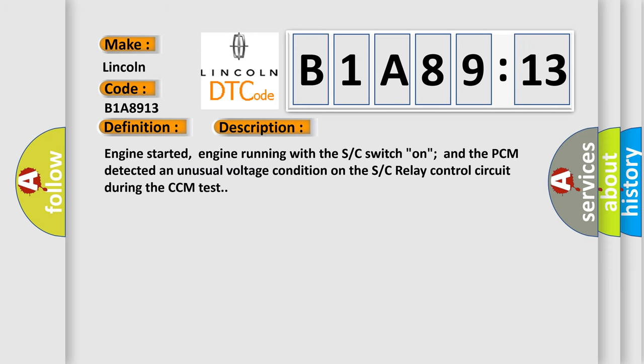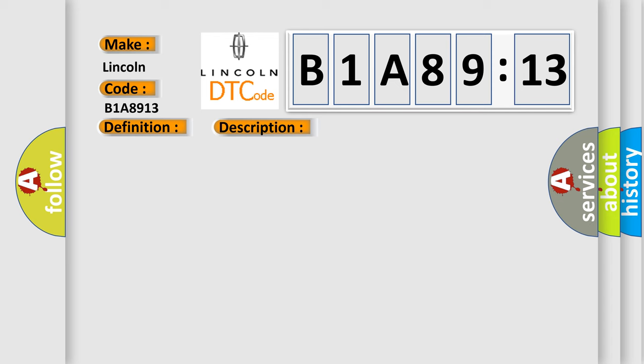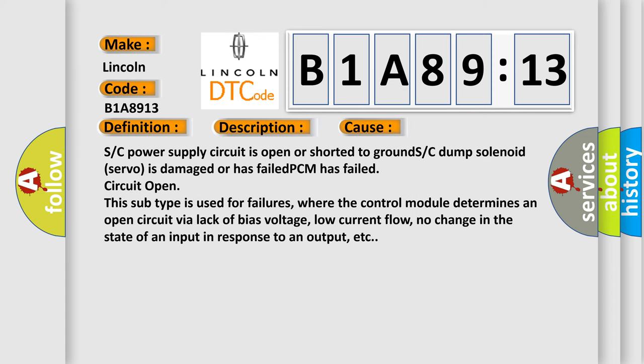Engine started, engine running with the SC switch on, and the PCM detected an unusual voltage condition on the SC relay control circuit during the CCM test. This diagnostic error occurs most often in these cases: the power supply circuit is open or shorted to ground, or the SC dump solenoid servo is damaged or has failed, or the PCM has failed. Circuit open: this subtype is used for failures where the control module determines an open circuit via lack of bias voltage, low current flow, no change in the state of an input in response to an output, etc.